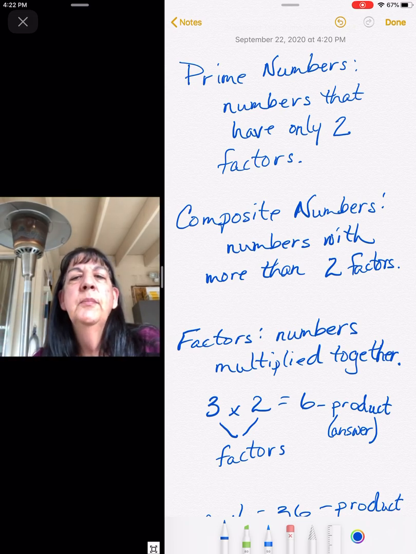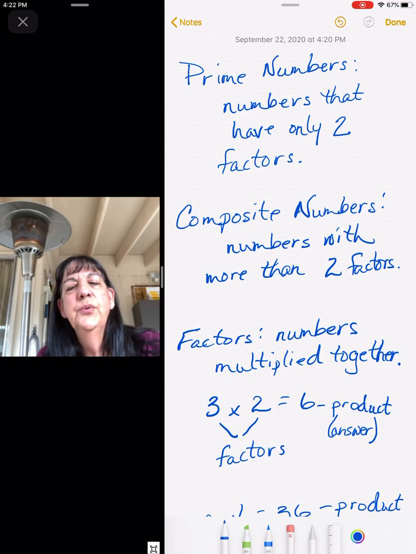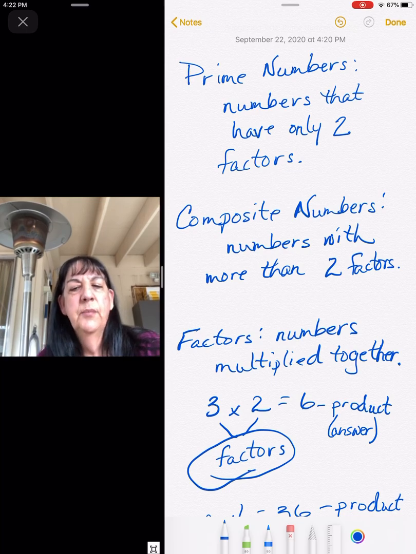Prime numbers are numbers that have only two factors. If you look down here, factors are the numbers that are multiplied together. So 3 times 2 equals 6. 3 and 2 are the factors, and then 6 is our product or answer.